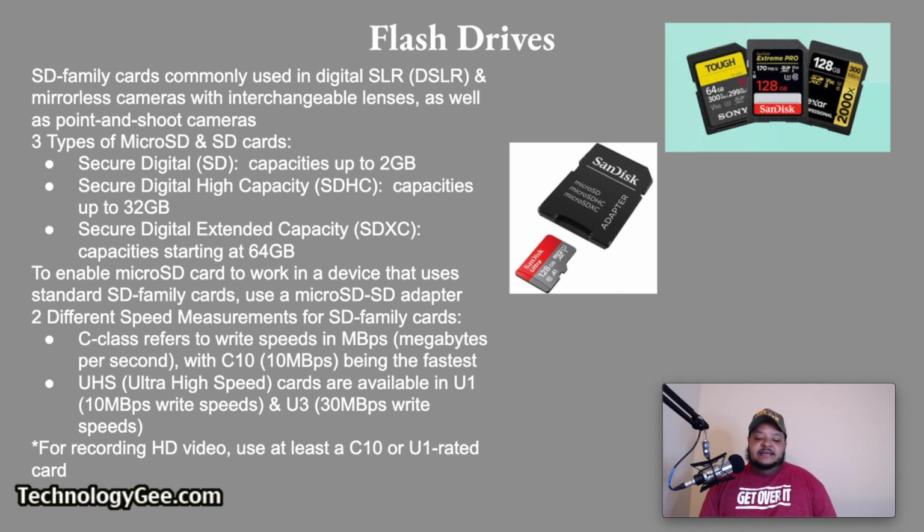Micro SD and SD cards are available in 3 types. You have the SD, Secure Digital, with capacities up to 2 gigabytes. You have the SDHC, Secure Digital High Capacity, with capacities up to 32 gigabytes. You have the SDXC, Secure Digital Extended Capacity, with capacities starting at 64 gigabytes. To enable a micro SD card to work in a device that uses standard SD family cards, a micro SD adapter is used.